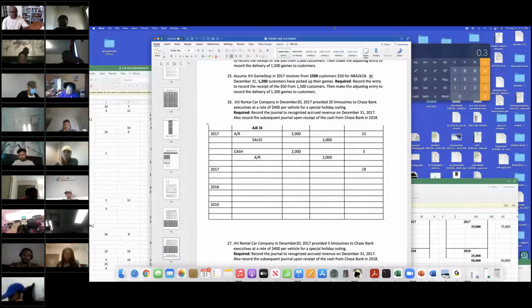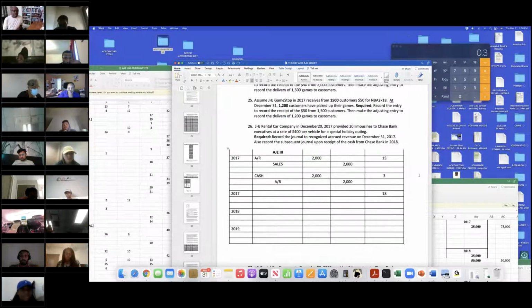So we have done 15s and 3s forever. So a key thing to remember with the AJEs and related entries, they don't change. You just got to change the dollar amount.